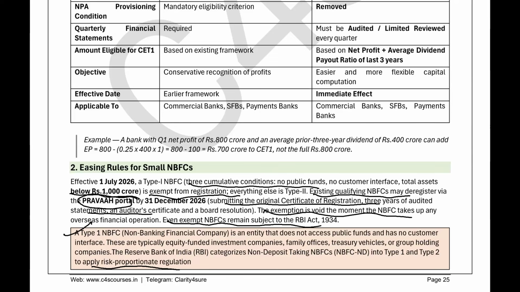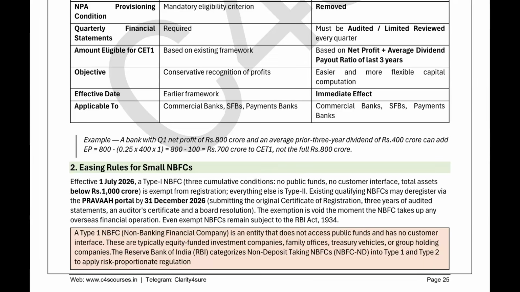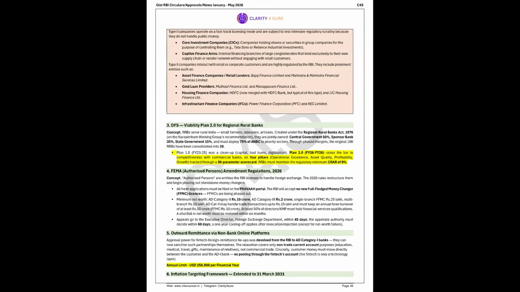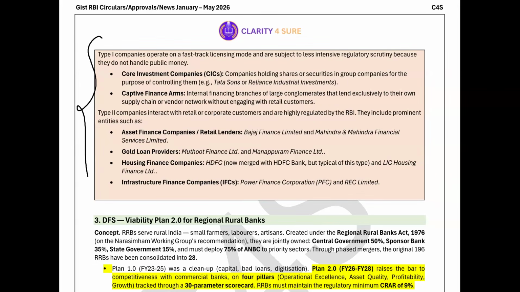Is it clear? This is all about ease of rules for financing. Nothing that I have read is for your understanding only. ठीक है? बस PARIVESH portal देख लेना, below rupees 1000 crore, July 1st 2023 effective date क्या है? It is important for your prelims. Now ये खुद से read कर लेना please. Type 1 companies can operate fast track licensing, जिसमें क्या है, core investment companies आ जाएगा, CICs, capital finance arms आ जाएगा. The Type 2 companies interact with the retail or corporate customers and are highly regulated by RBI, right?